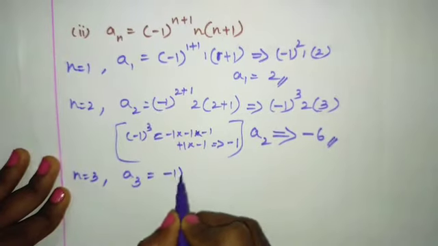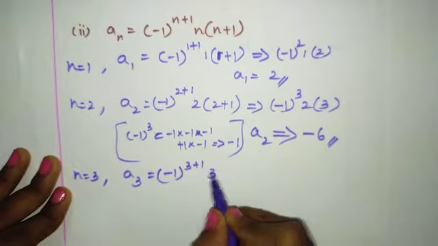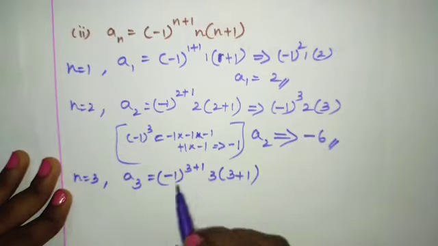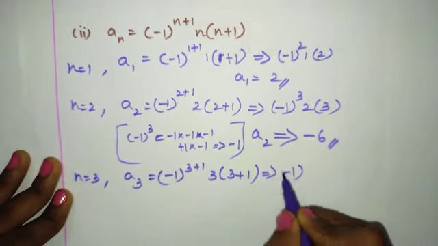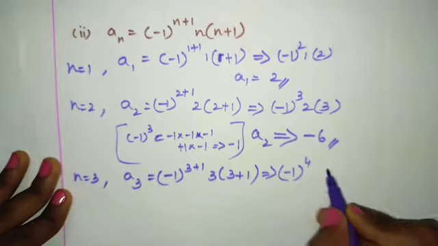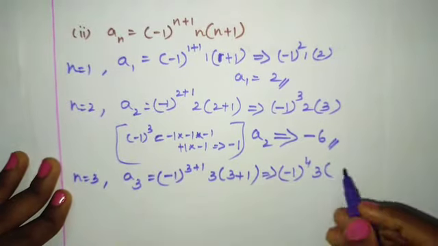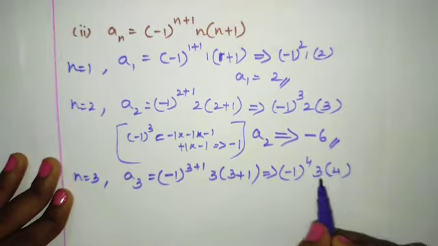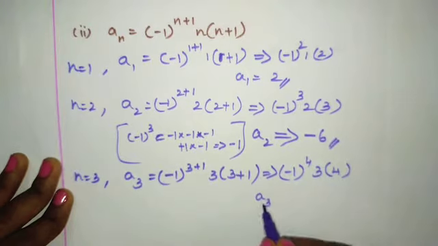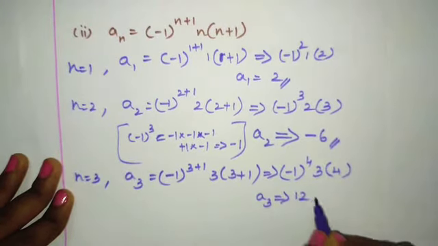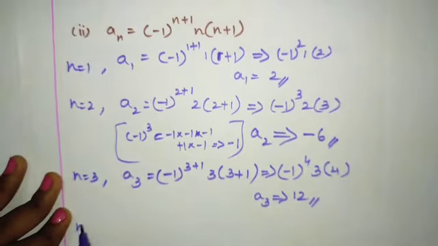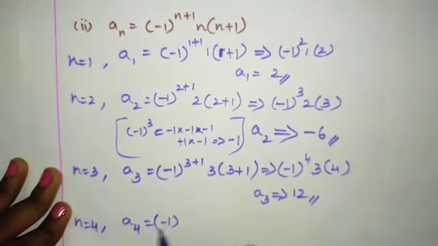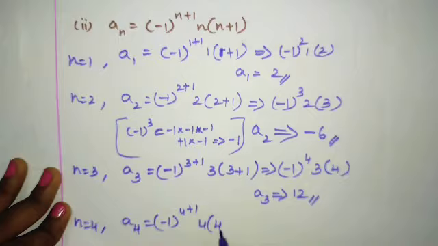Next, n is 3. A3 is equal to minus 1 to the power of 3 plus 1, 3 into 3 plus 1. So minus 1 to the power of 4. 3 plus 1 is 4. 3 into 3 plus 1, 3 plus 1 is 4. So here the power 4 is there, so it becomes positive 1. Then 4 3s are 12. So A3 is equal to 12, the third term. Next, fourth term, n is 4. A4 is equal to minus 1 to the power of 4 plus 1, 4 into 4 plus 1.